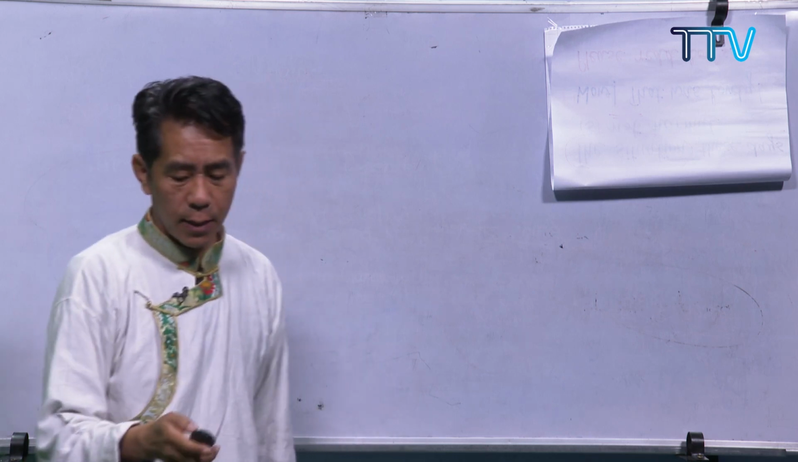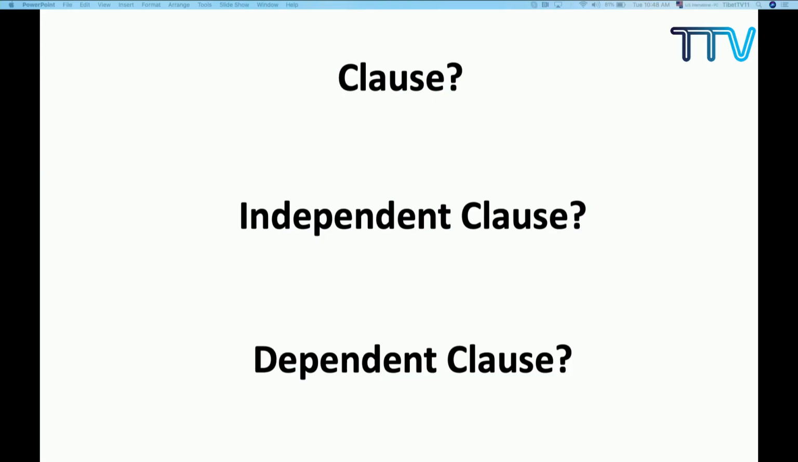Okay, now back to the slides. What is a clause? A clause is a group of words which has its own subject and verb. Independent clause. Now you remember what is an independent clause? An independent clause is a clause which does not have to depend on another clause.